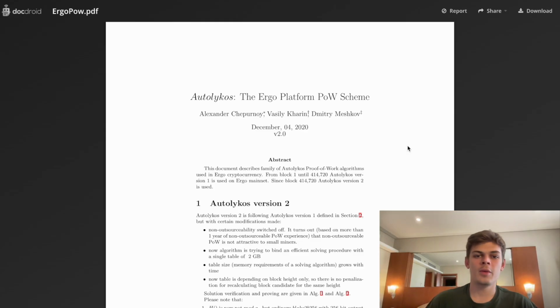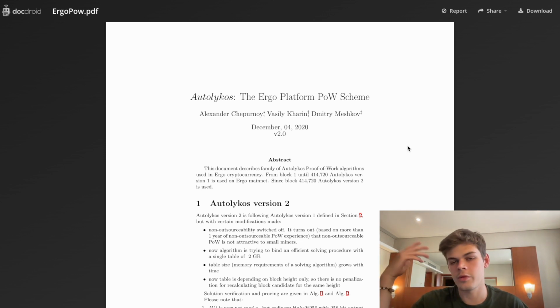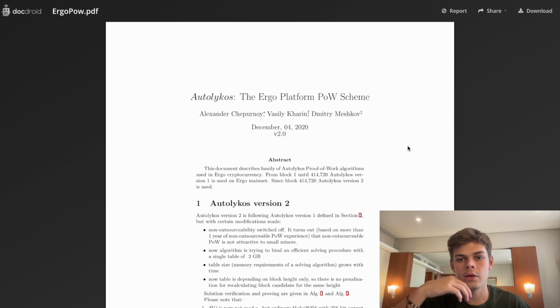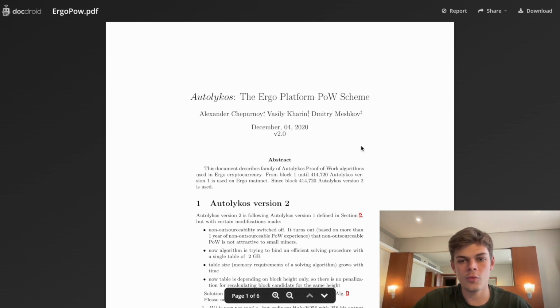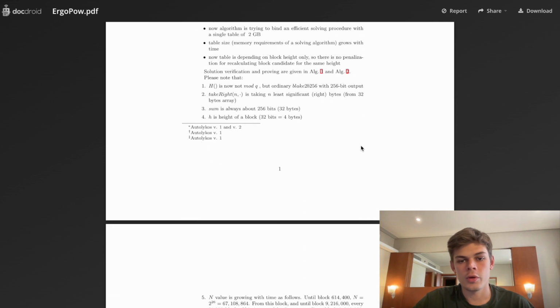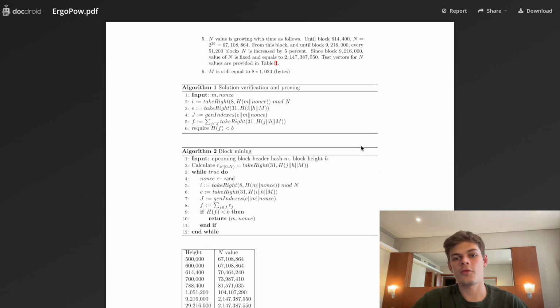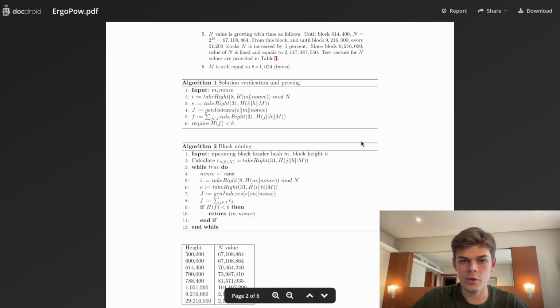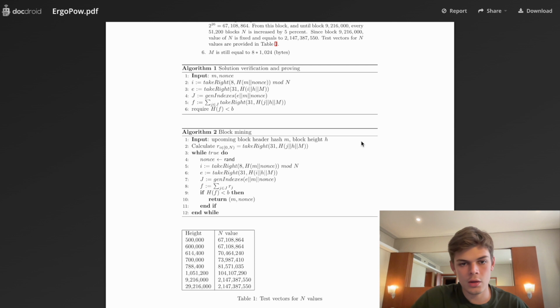Alrighty guys, so if you're not familiar, Autolykos is the Ergo proof of work scheme, algorithm, consensus protocol, and a good place to start reading about it is the white paper. So we're on Autolykos version 2, but when reading through the white paper, you might get a little confused. At least when I was first looking at this, I was like, what the hell am I reading?